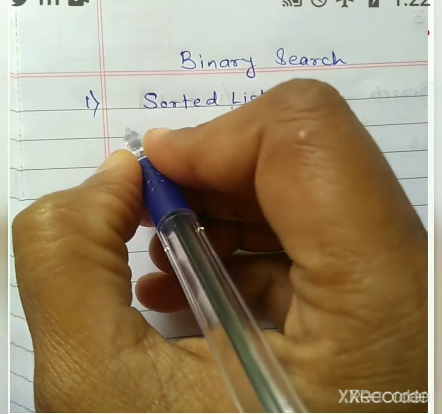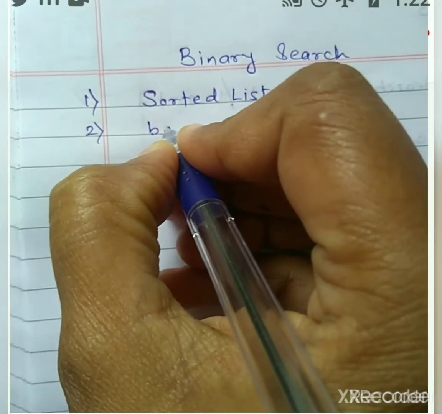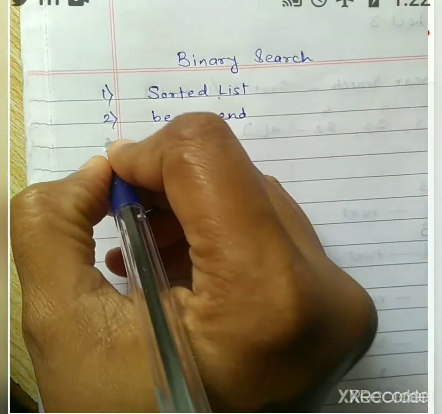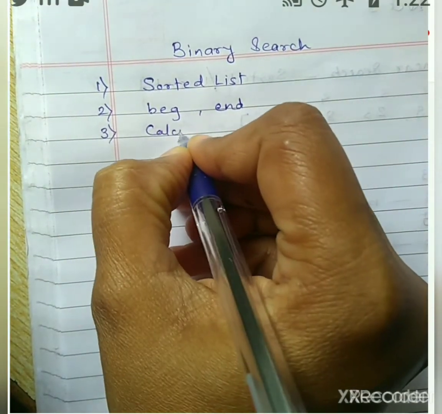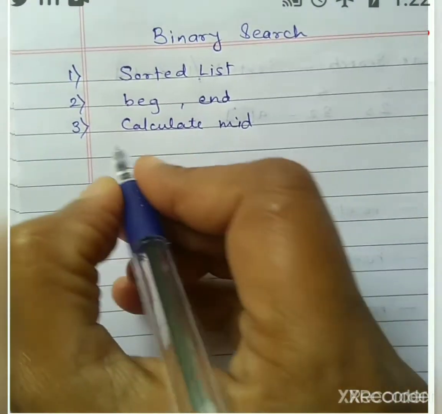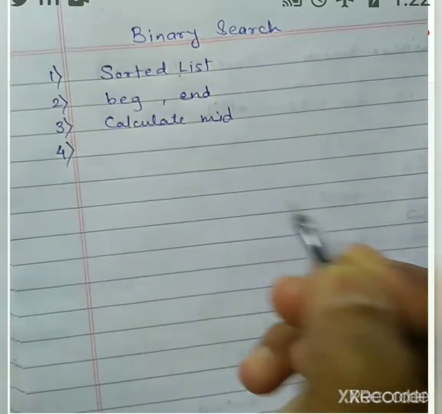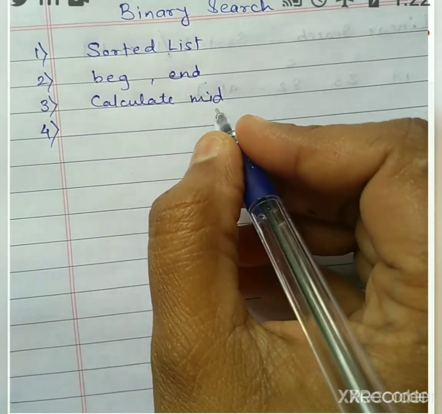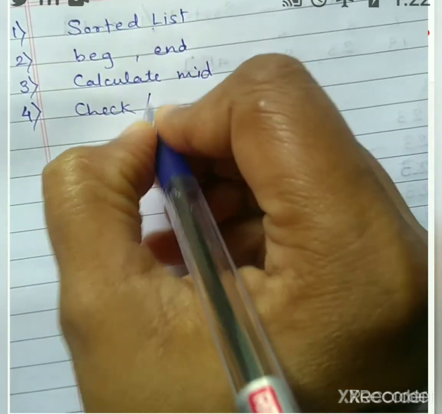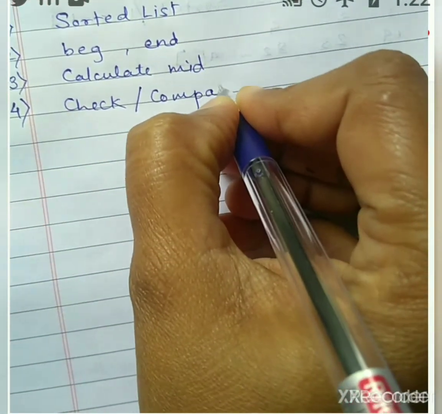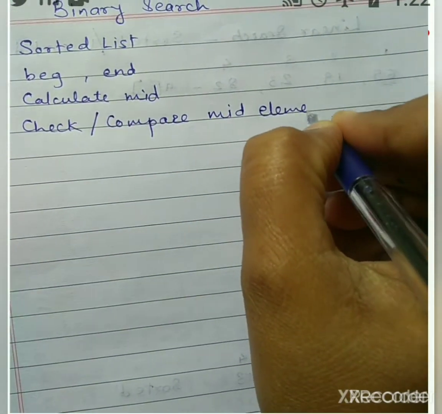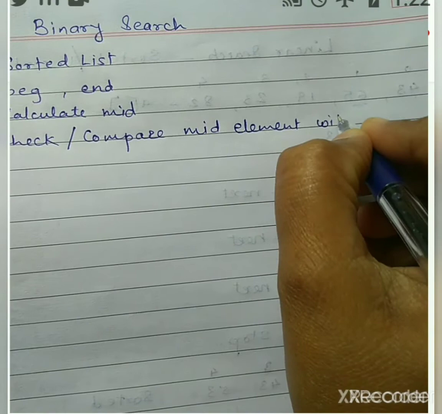Secondly, we have to mark the beginning and end. Next we have to calculate the mid position. Okay, after that what we have to do? When we calculate the mid, now we have to compare the middle element, or mid element, with the element to be searched.